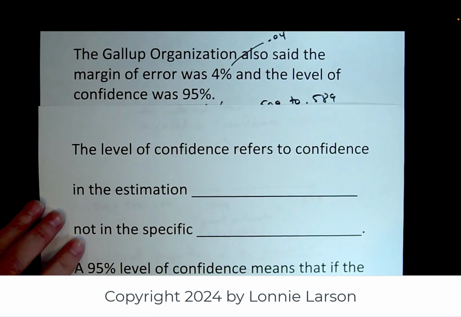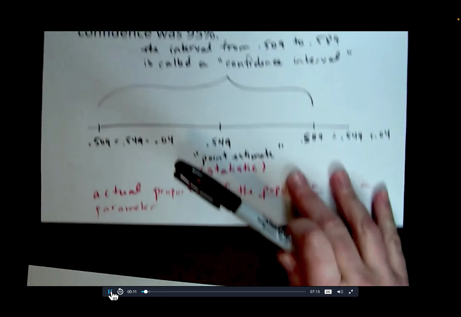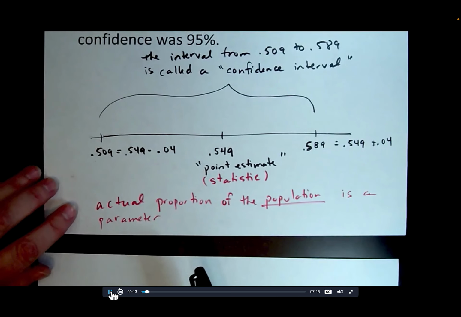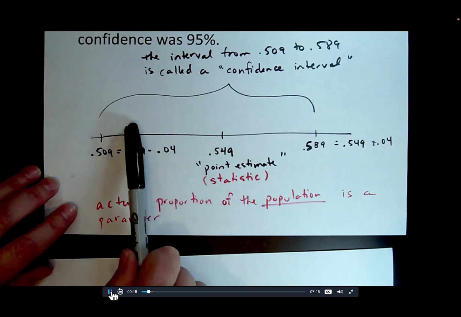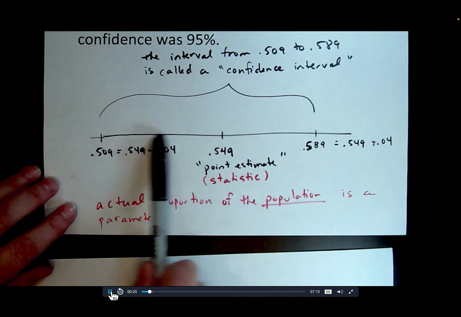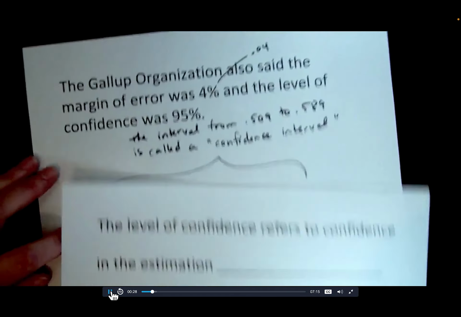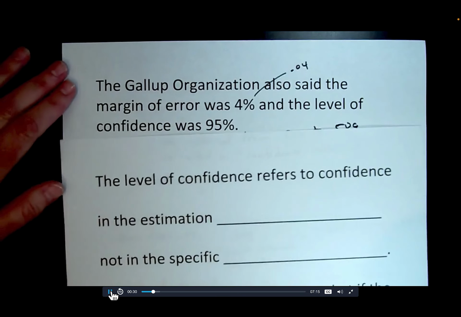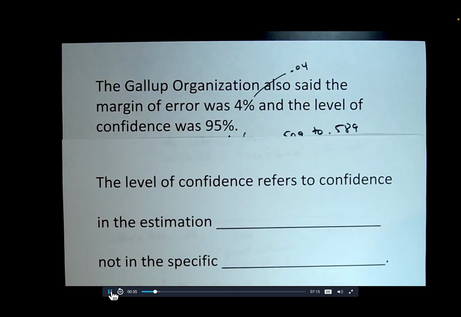Welcome back. So we've talked about this point estimate and the margin of error giving us an actual interval around the point estimate, and the values in this interval are our possible estimates of the unknown parameter, which is the proportion of the population. What we still need to talk about is what they mean when they say the level of confidence in this estimate is 95%. Well, that doesn't mean quite what a normal person would think it would mean.